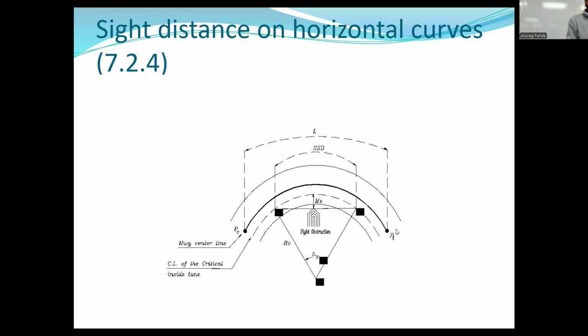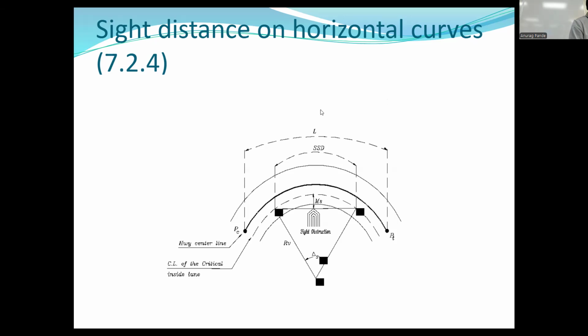Then, as you're driving on this road, this is a two-lane roadway, and the solid line represents the highway center line. Okay, so I'm going to say something here.